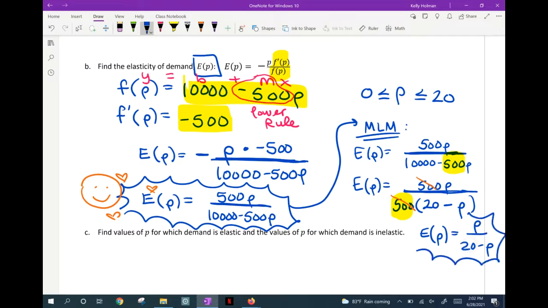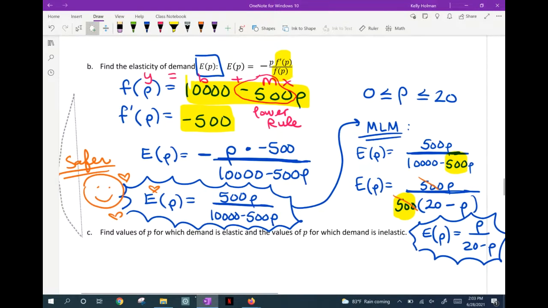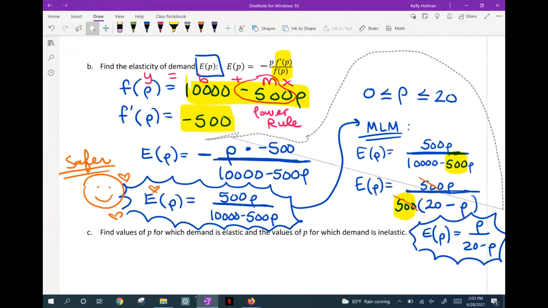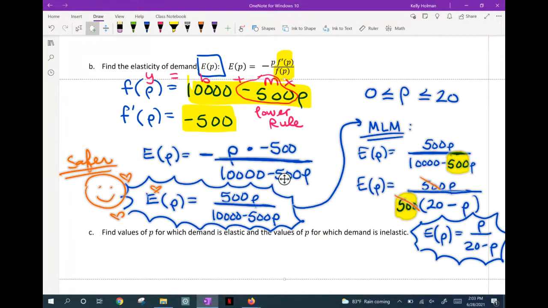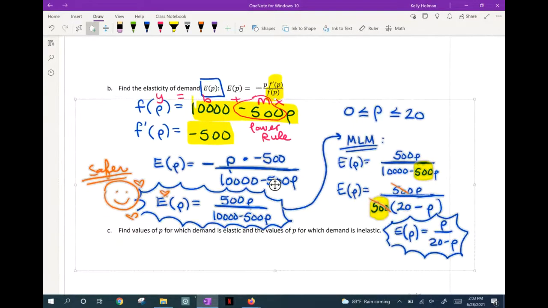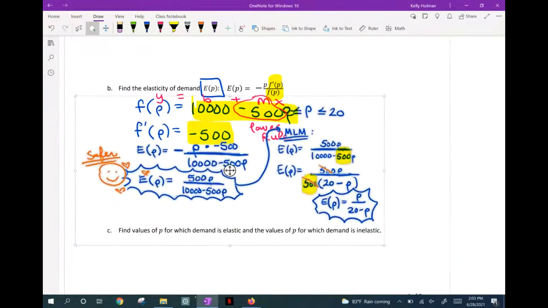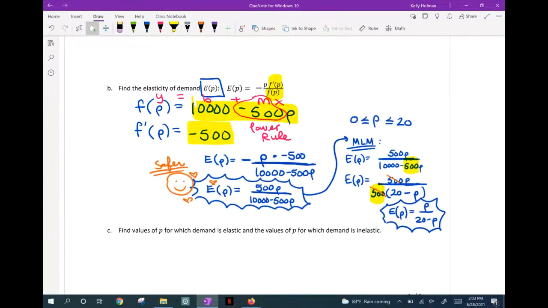But again, I don't care. It's safer to stop over here, because then you don't have to mess up on algebra. Yay, algebra. Okay. So any questions on that one? Any of the algebra or calculus we did there? Okay.